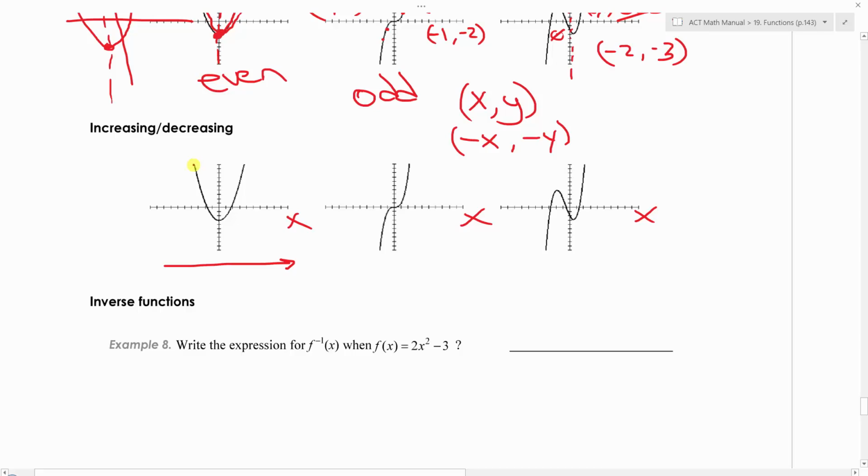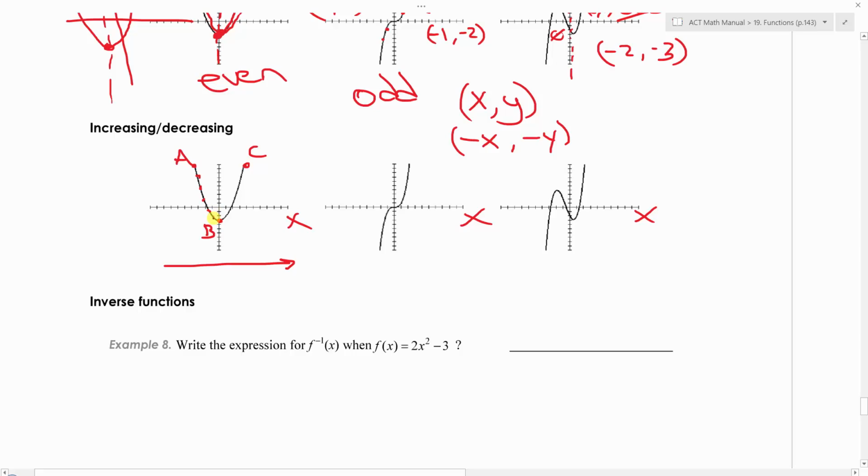So let's consider this parabola in two pieces. Let's consider the x and y values from point A to point B, and then we'll consider the x and y values from point B to point C. So as I move from A to B, as my x values get bigger, what's happening to my y values?